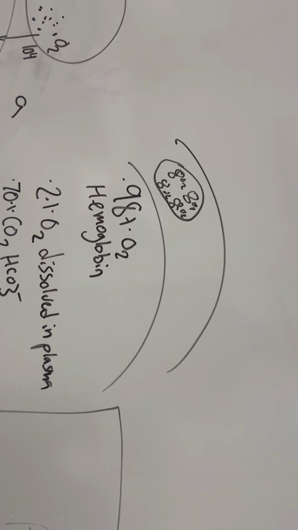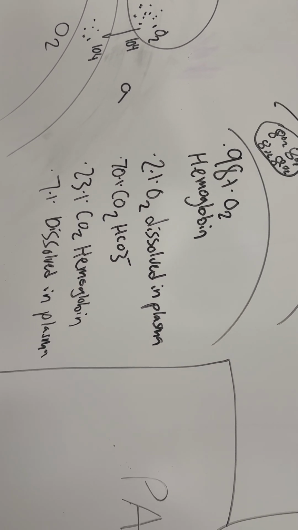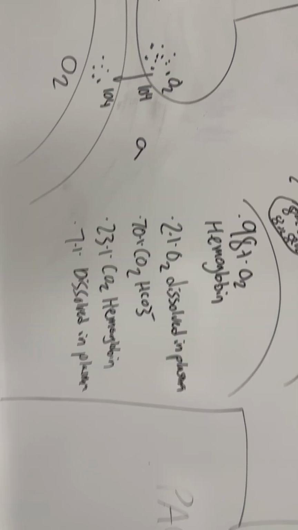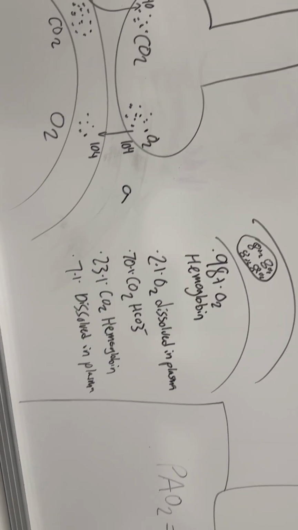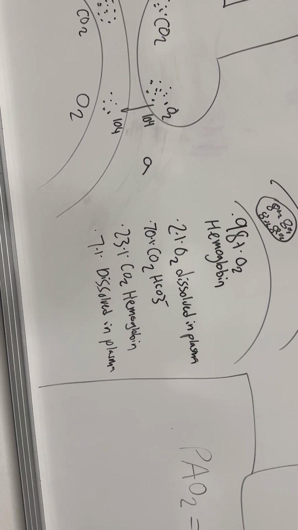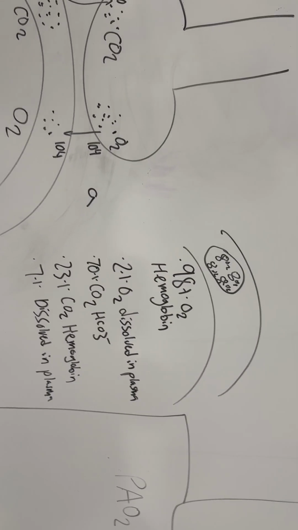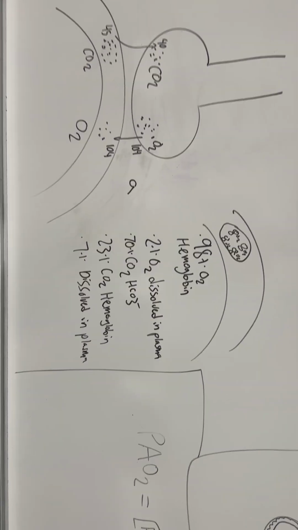So 98% of oxygen is bound to hemoglobin, and then 2% of it is going to be dissolved in the plasma. And then 70% of our CO2 in the blood is just going to be dissolved as bicarbonate. 23% of CO2 is going to attach to hemoglobin, and then 7% is going to be dissolved in plasma.